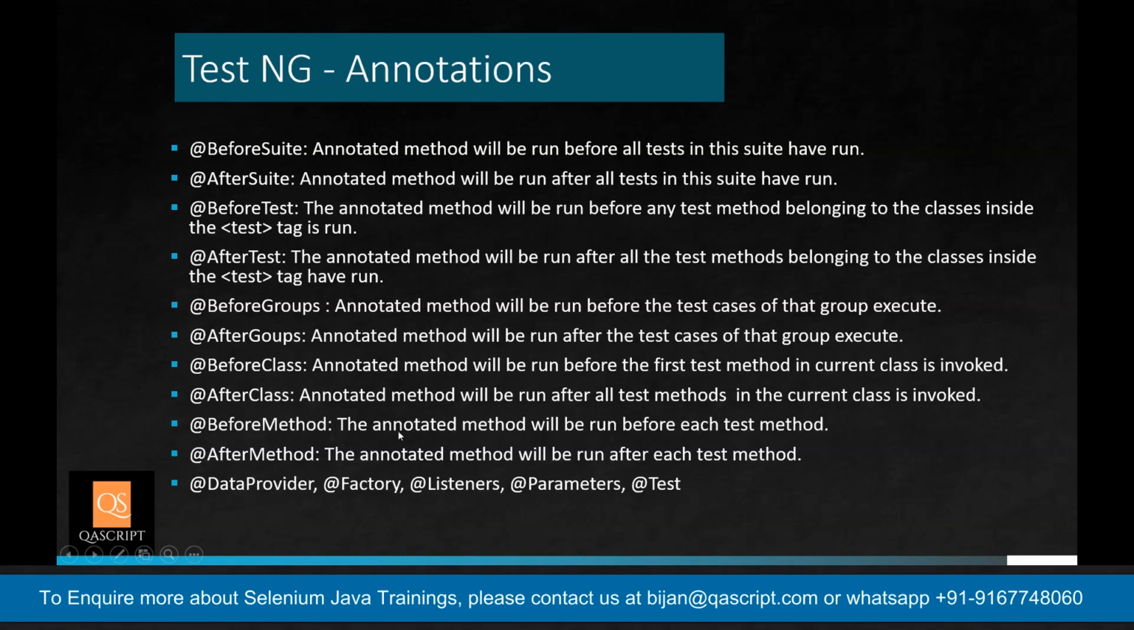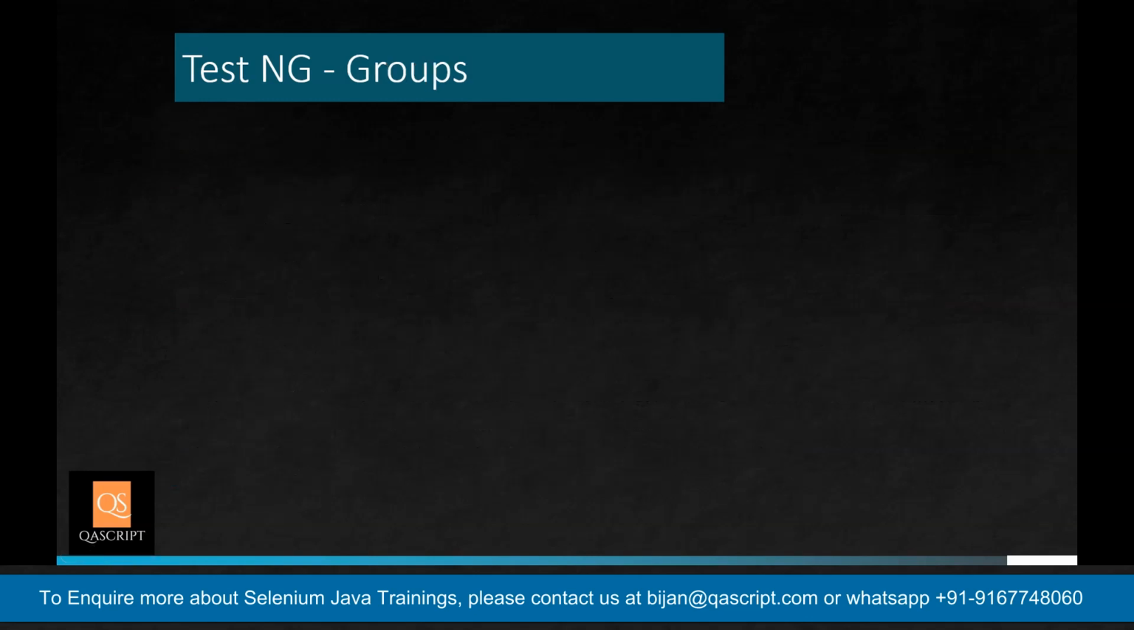So these are almost all the annotations which are used in TestNG. As you can see, there are a number of annotations which are additional when compared to the JUnit testing framework. Using this, we can basically control the flow of execution of our tests, and also we can organize our tests in a better way inside the framework. Okay, so that's the importance of test annotations.